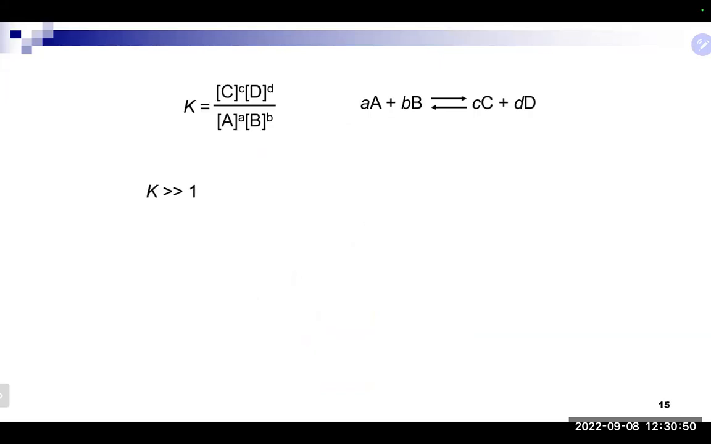Now, what does the value of the equilibrium constant tell us? If I have a large value of K, does that mean when I reach equilibrium, I would mainly have reactants or products?